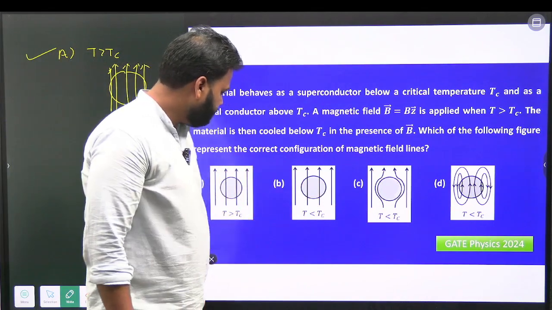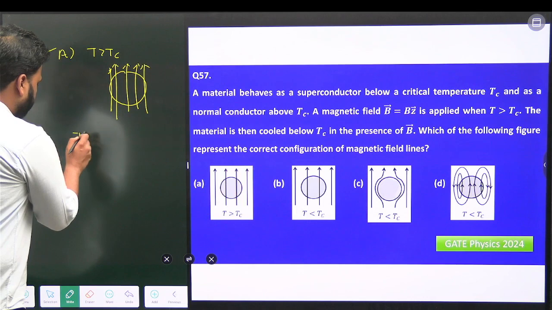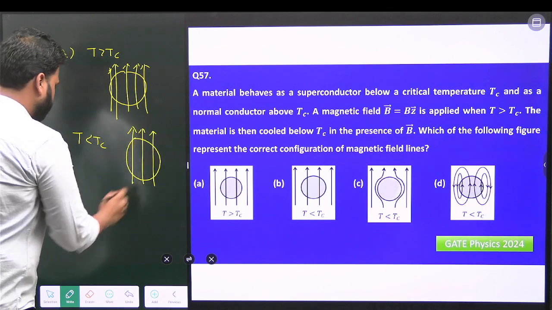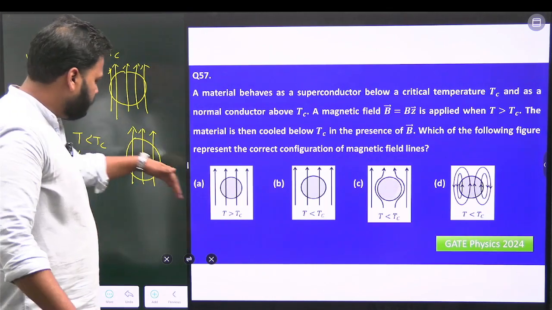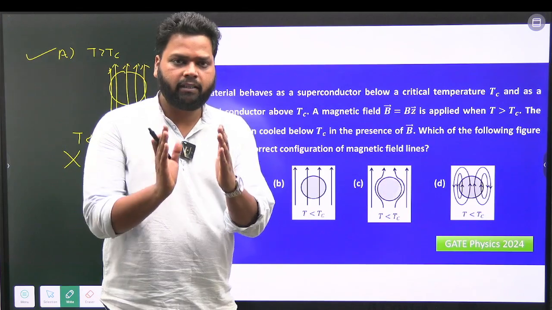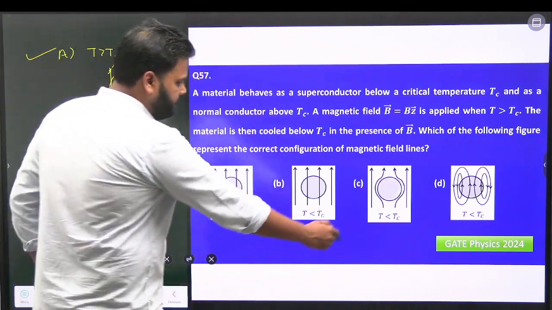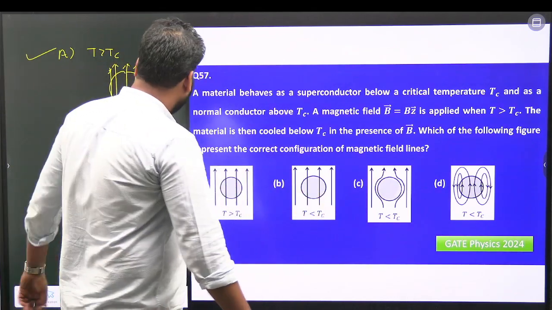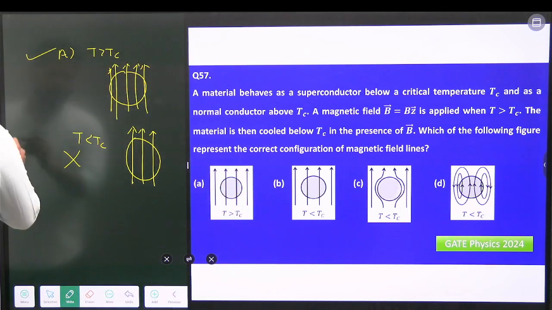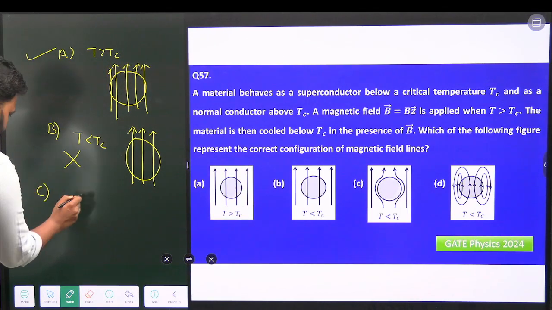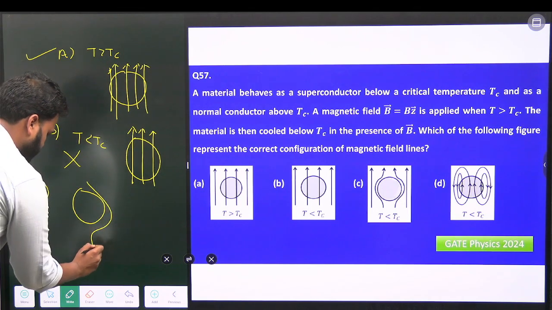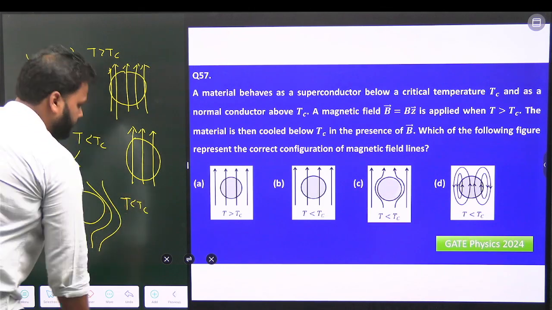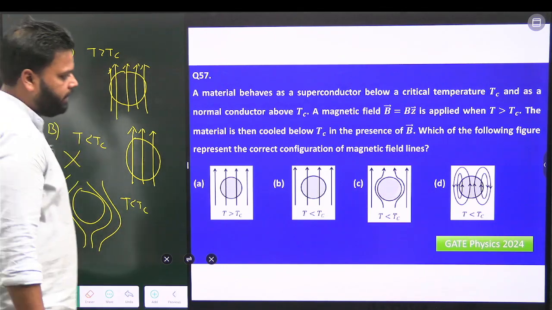Now, what about option B? Option B is saying that at a temperature less than the critical temperature, field lines cross the material, but this is not true, because below the critical temperature, field lines are expelled by the material, which is satisfied by option C. At a temperature less than the critical temperature, the field lines are expelled by the material, as seen in option C. All the field lines have been expelled, so option C is also correct.